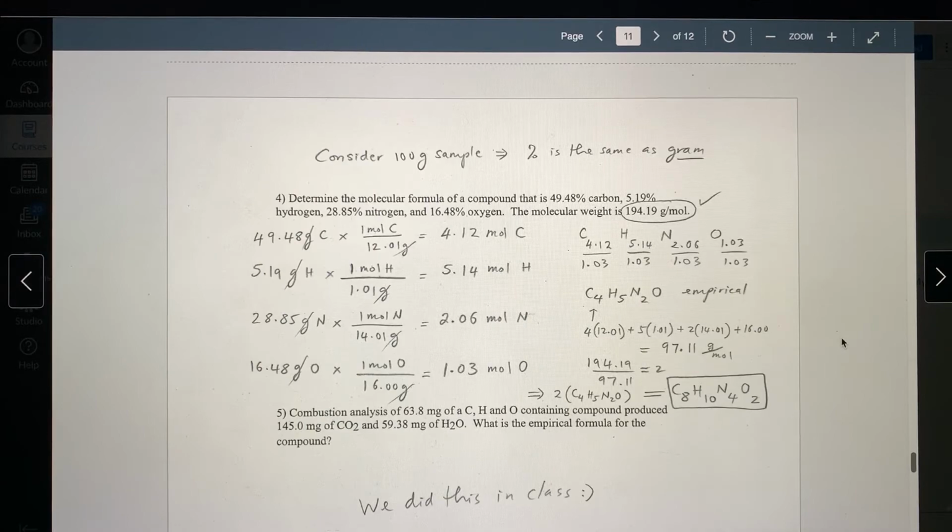All right. So that's how you figure out the empirical formula and molecular formula based on the percent compositions. So remember, percent is the same as gram, convert it to mole, divide by the smallest to get the ratio. If we get lucky, we get all whole numbers. If not, we just have to multiply by a factor to make them whole numbers. Remember, they all have to be whole numbers. And then we calculate the empirical molar mass, and then we use the given molar mass to figure out the multiplier to get the molecular formula.